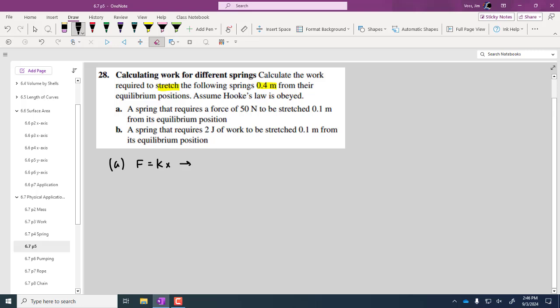So they give us newtons and they give us meters, and we can plug those directly into Hooke's law and get the k value for this particular spring. So we're saying to ourselves, oh okay, it takes 50 newtons to be stretched 0.1 from equilibrium, so that's a tenth. So 1/10 multiplied by k tells us that our k value is going to be 500. So our force function for this particular spring is 500x.